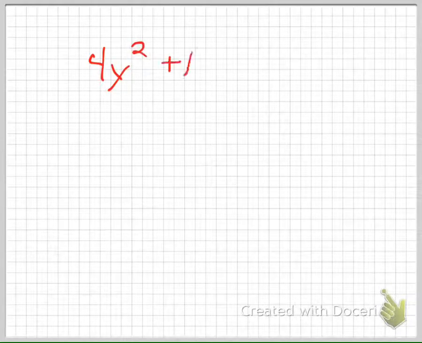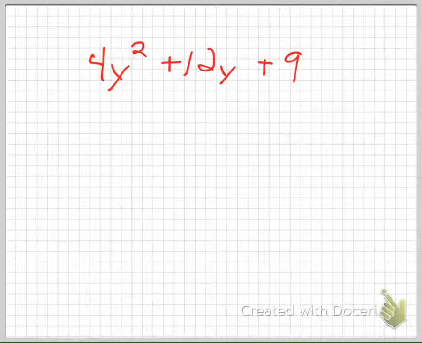Let me give you another one. Here's this: 4y squared plus 12y plus 9. I'm going to show you one more, and then I'm going to let you do one. I'm going to show it to you again so you know the pattern.